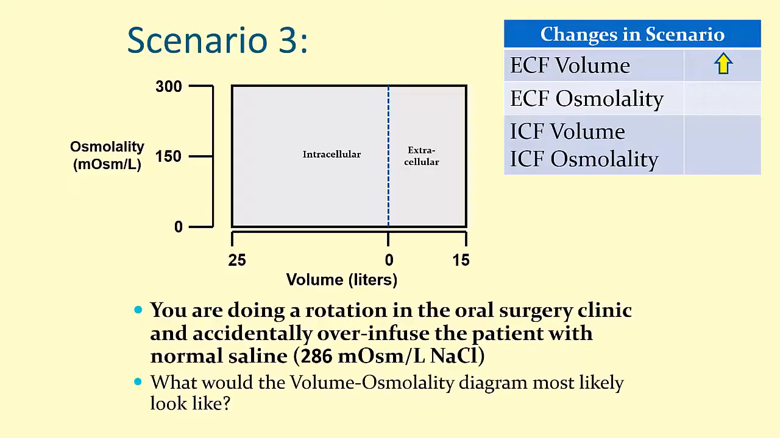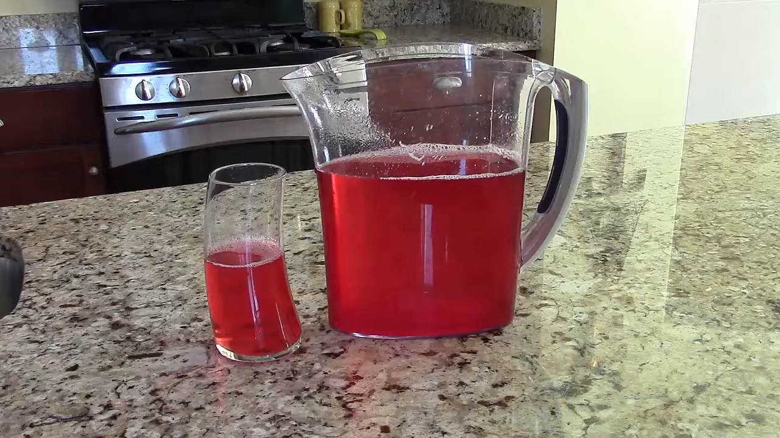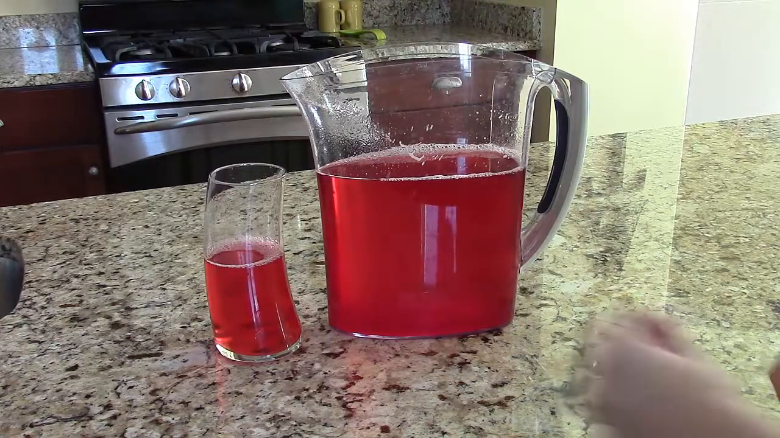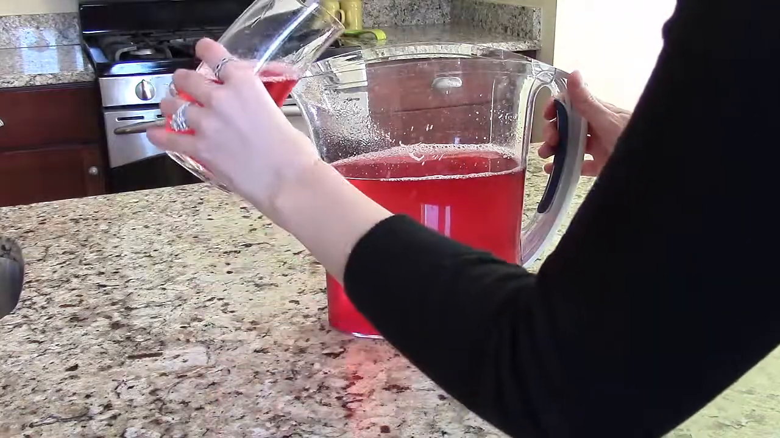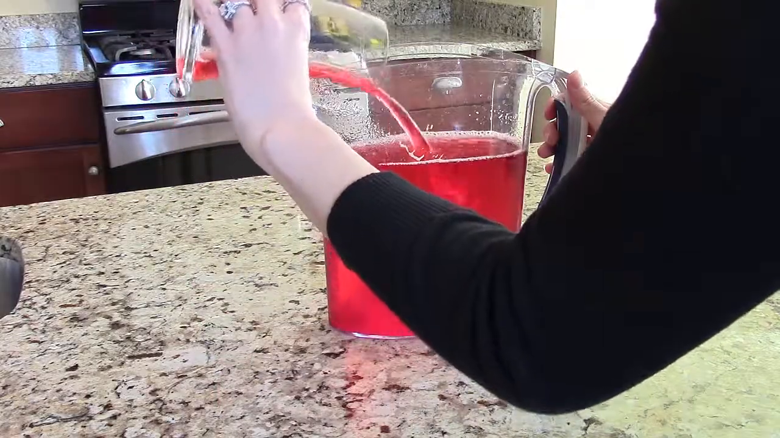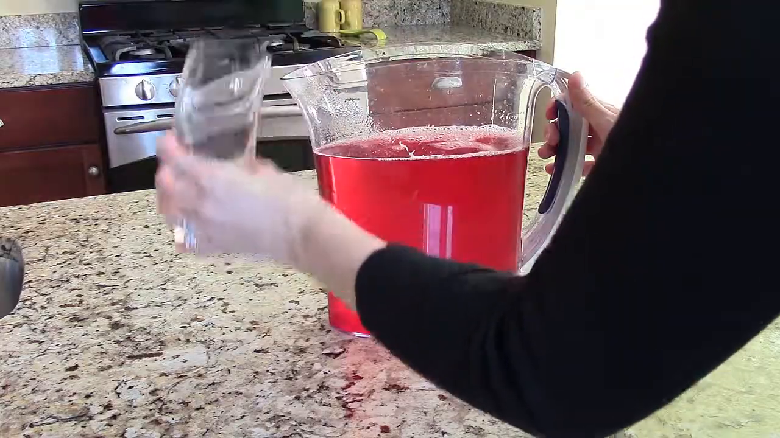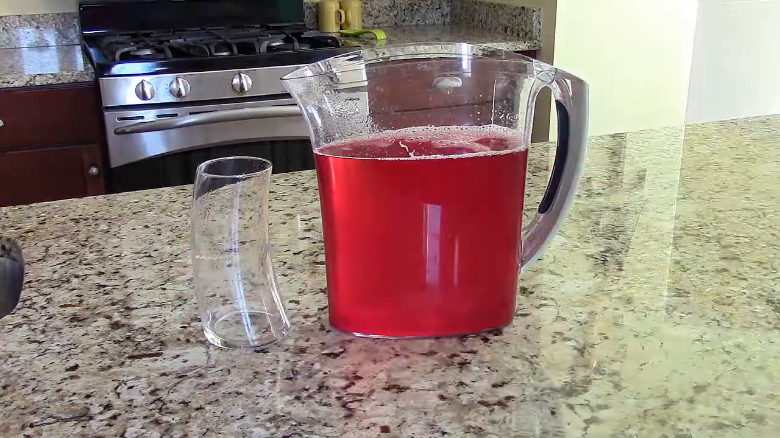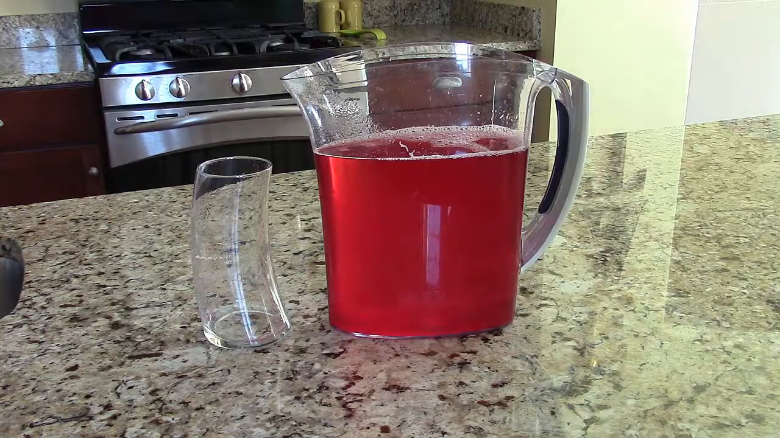However, since this fluid is relatively isotonic to the blood, there is no change in the extracellular osmolality. In order to picture this, I revisit our previous analogy with the red drink. Let's imagine that the pitcher of fluid is our patient's existing blood, and the glass of fluid is our IV solution of normal saline. You'll notice that the color saturation of the two fluids is the same, indicating that they are the same osmolality. If we add the IV solution into the pitcher, representing the patient's blood, you'll notice that the volume increases, but the concentration does not change.